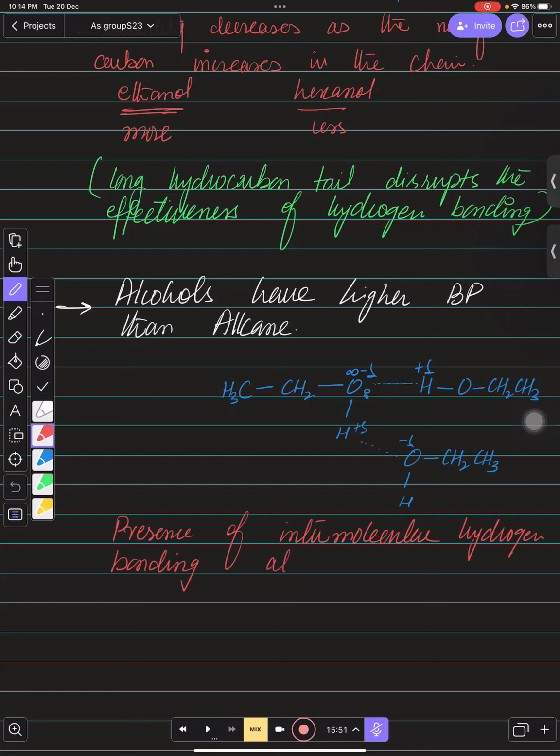Along with van der Waals forces. वैंडर वॉल फोर्सेस अलग हैं, ठीक है ना, जो इनके अंदर मौजूद हैं. वो वैंडर वॉल फोर्सेस कौन सी हैं? वो वैंडर वॉल फोर्सेस यहाँ पे इंड्यूस्ड डायपोल, ठीक है ना. Is that clear, every one of you?